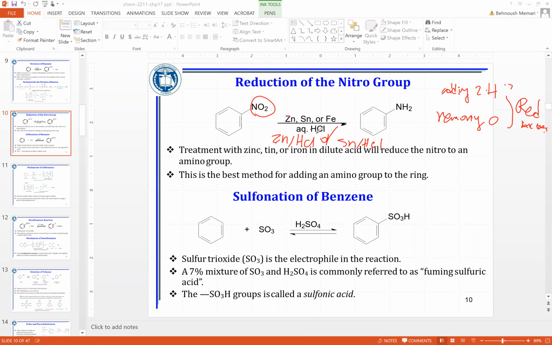But the point is that in order to make the NH2, you don't have a reagent to go from benzene ring directly. You cannot do this. What you have to do is first take this to NO2, and then go to this. You can't go directly. There is no direct method to go from benzene ring to aniline, but you can go to nitrobenzene and then reduce it to aniline.